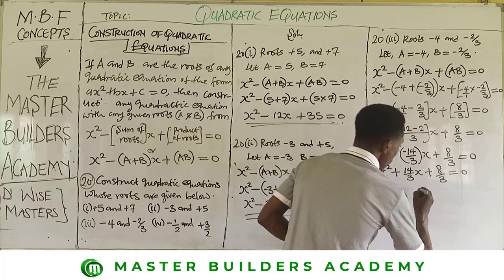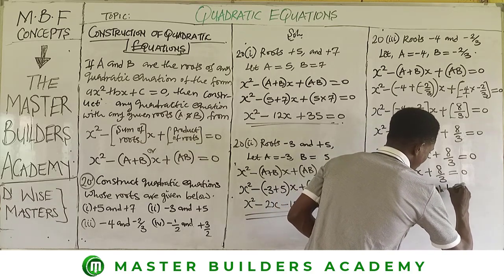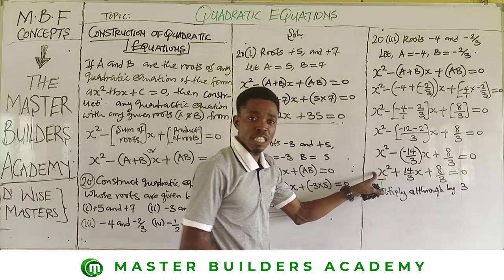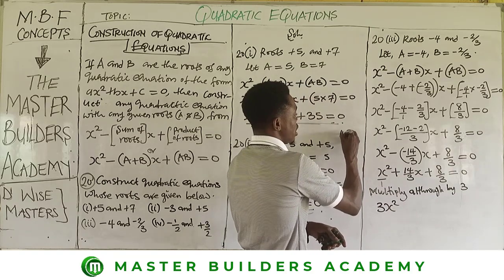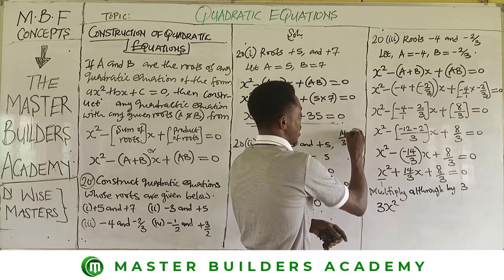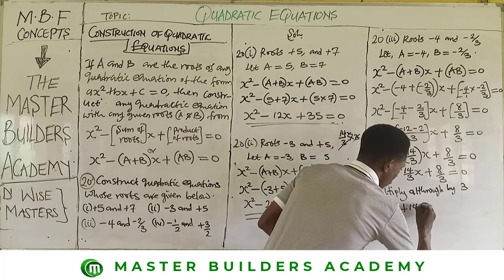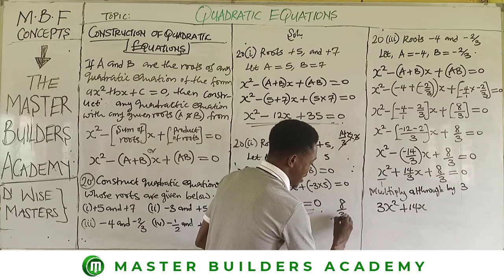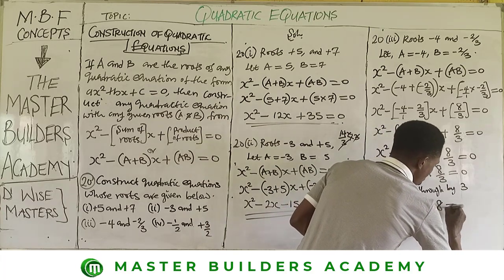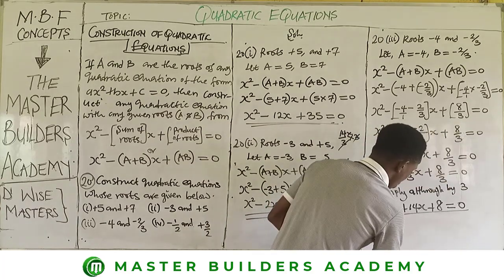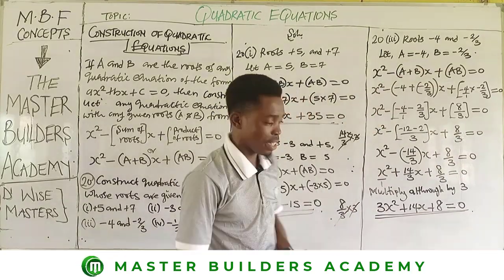So all we simply do here is to multiply all through by 3. So when we multiply this first term by 3, we will have 3x squared. When we multiply 14 over 3x by 3, 3 cancels 3, we have plus 14x. Now when we also multiply 8 over 3 by 3, 3 cancels 3, we are going to have plus 8 equal to 0. This is the quadratic equation whose roots were given to be minus 4 and minus 2 over 3. Guys, hope this is clear.